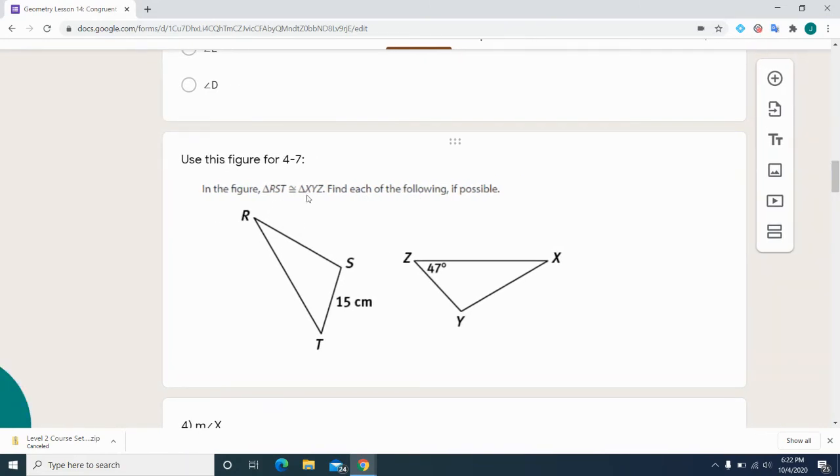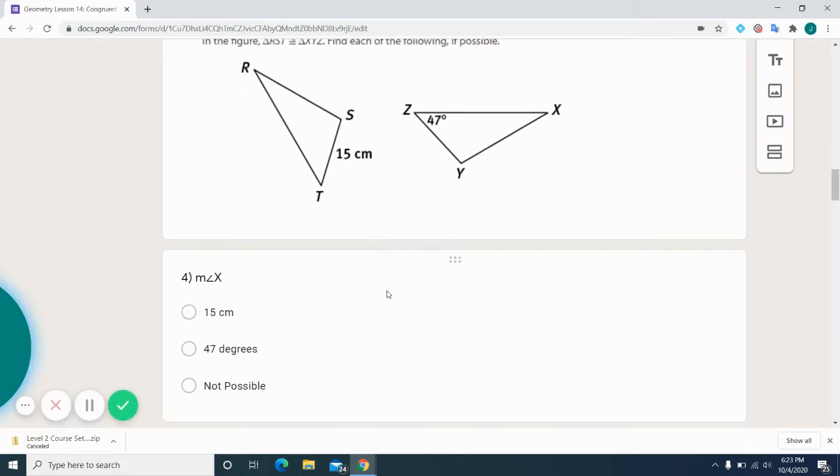R is going to be the same as X. Notice that. The two longer ends meet at angle R. The two longer ends meet at angle X. S is going to be the same here as Y. So S and Y are the same. That would also mean, for example, side RT would be the same as XZ. RT is the same as XZ. So you can even look at where they are in here to determine that.